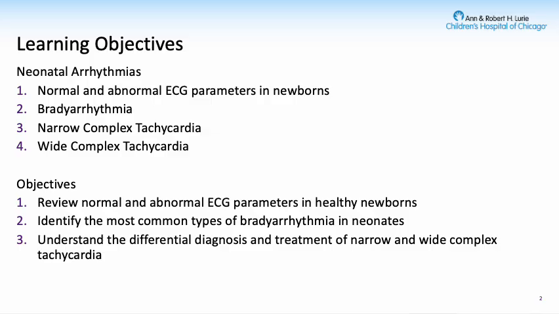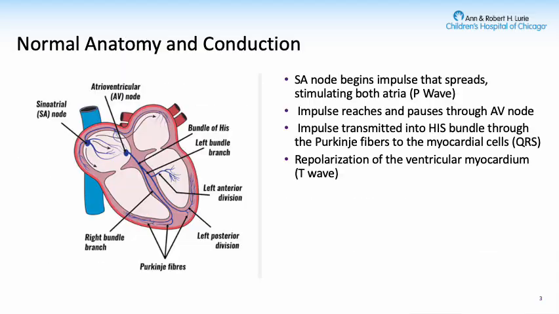The learning objectives for this talk are outlined here. We'll talk about normal and abnormal ECG parameters in newborns. We'll talk about bradycardias or bradyarrhythmias. We'll talk about narrow complex tachycardia, wide complex tachycardia. And in doing all of these things, we'll review normal and abnormal ECG parameters, we'll identify the most common types of bradycardia, and we'll understand the differential diagnosis and treatment of narrow and wide complex tachycardias. So it's a big ask, but hopefully we'll be able to get through it.